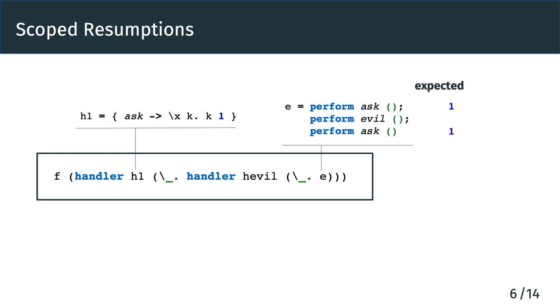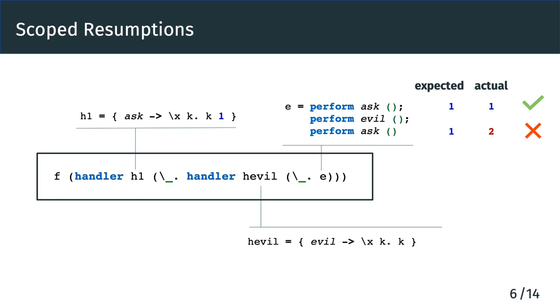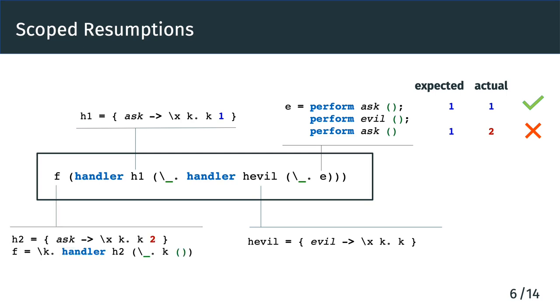However, we show that while the first ask, as expected, gives back 1, the second ask gives back a different number, 2. How is that possible? We define the evil handler in a way that, instead of resuming, it directly returns the resumption k. F then gets the resumption and applies it under a different handler H2, which handles ask by returning 2 instead. Note in this example, k is captured under a handler context with H1 and is resumed under a different handler with H2.